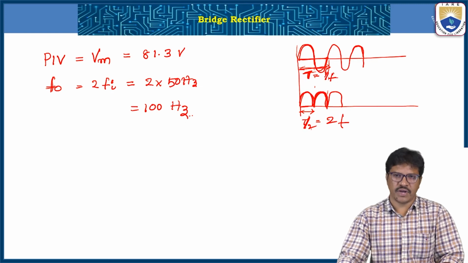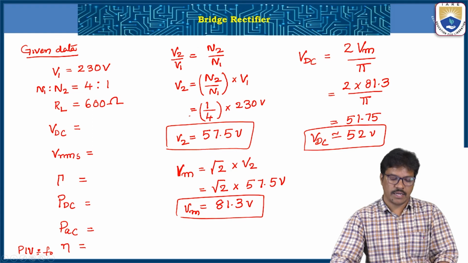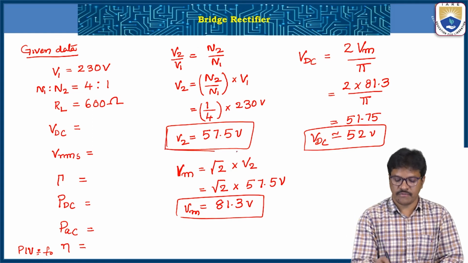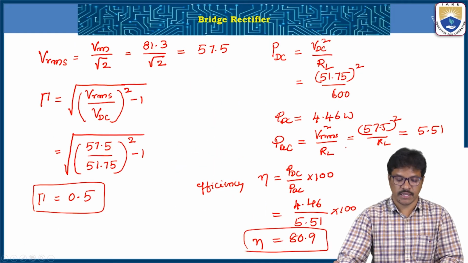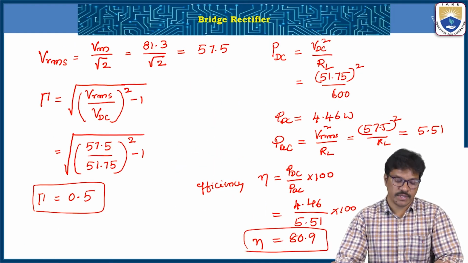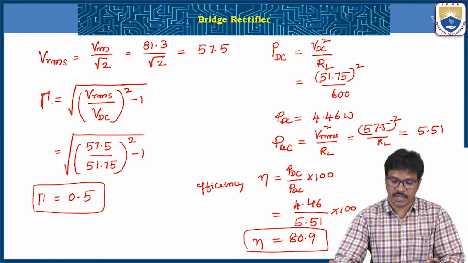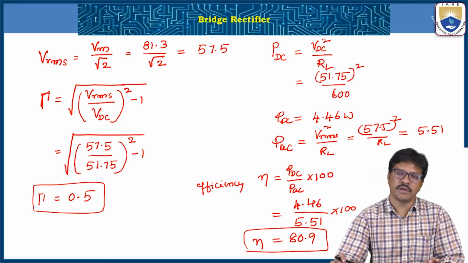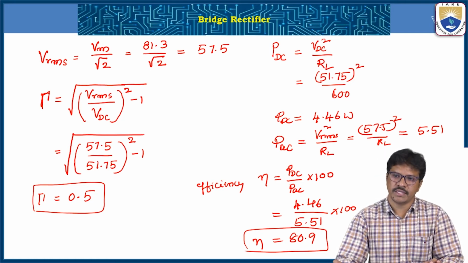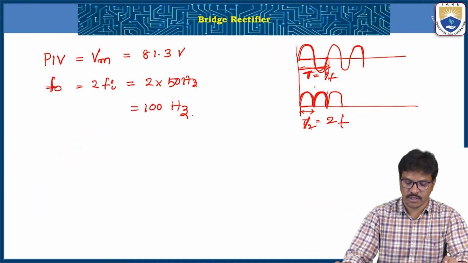This is the way we find out all the parameters. Once we get the V2, we find the Vm. Once we find the Vm, substitute in the VDC, we will get the VDC and the VRMS. These two parameters substitute in the ripple factor, you will get the ripple factor. And once we know VDC, VRMS, we substitute in the efficiency, PDC by PAC, you will get efficiency, peak inverse voltage and output frequency.